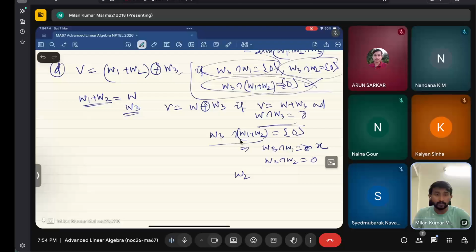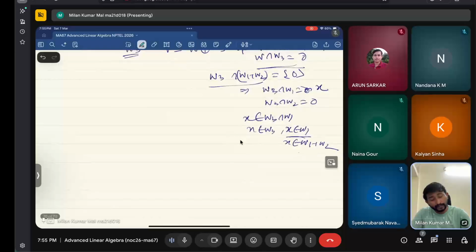Because W2 is a subspace, it has 0. So that means there exists an X which is in, for example, W3 intersection W1. That means X is in W3 and X is in W1. But X in W1 means X is in W1 plus W2. There is no problem with this, because any element in W1 plus W2 must be an element from W1 and an element from W2.